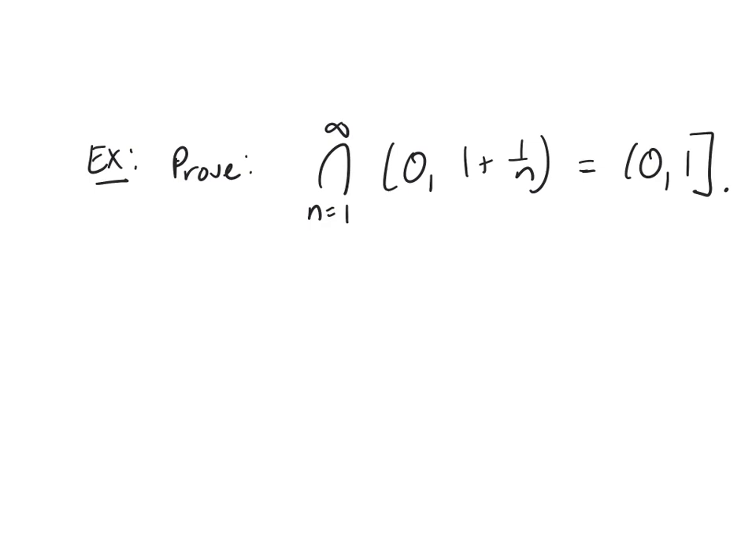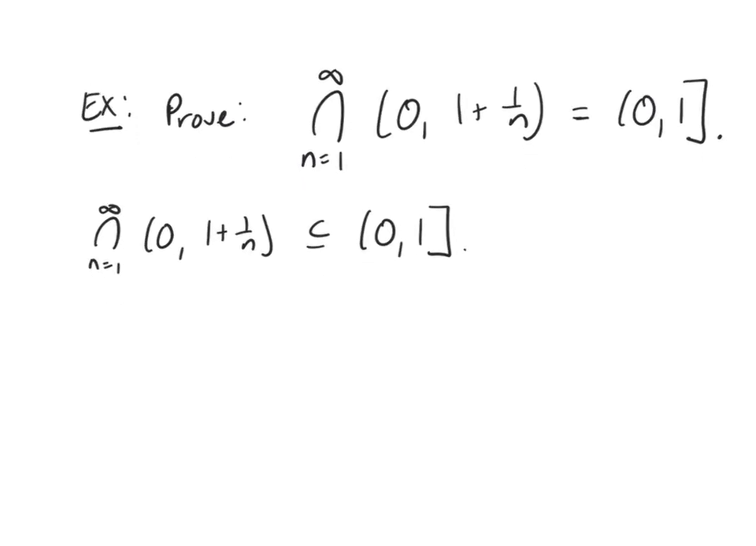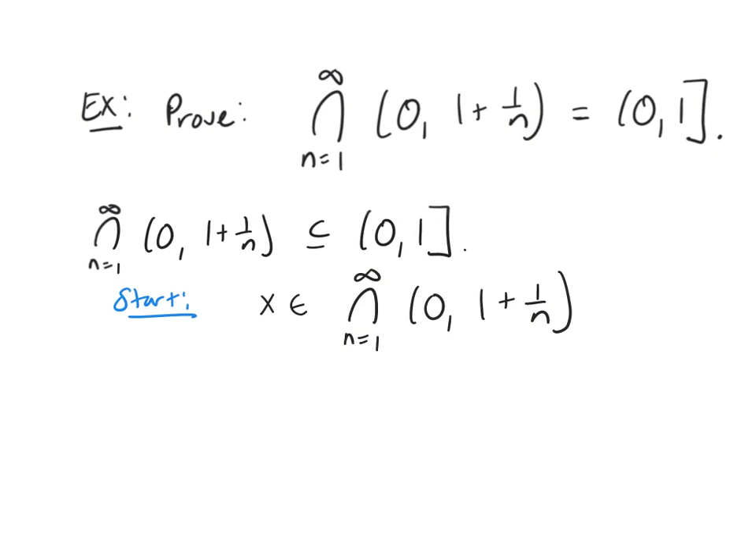So let's prove that the intersection is contained in the interval. How would this proof start out? What would the start of this proof be? You're going to let x be in the intersection of (0, 1 plus 1 over n]. And then what do I need to get to? I need to conclude that x is in this interval right here.